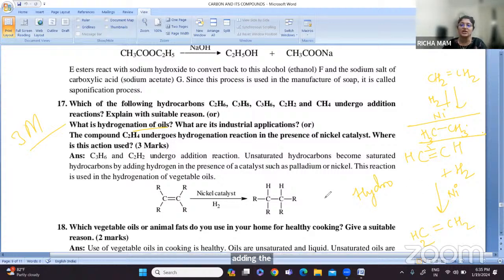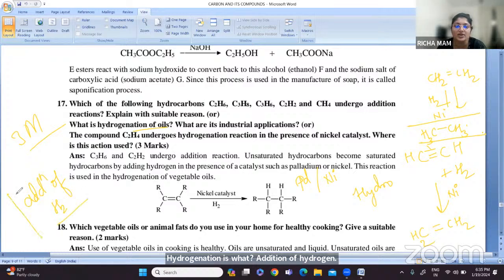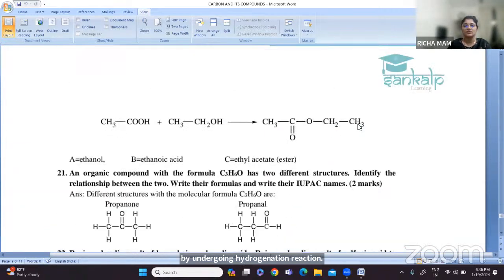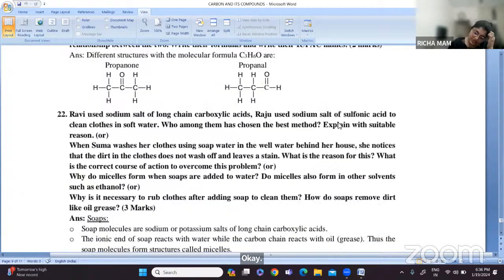Which catalyst can be used? Palladium, Pd, can be used, or nickel catalyst can also be used. This reaction is called hydrogenation. Hydrogenation means addition of hydrogen. So it is hydrogenation of vegetable oil. Unsaturated hydrocarbons are converted into saturated hydrocarbons by undergoing the hydrogenation reaction. Next question.